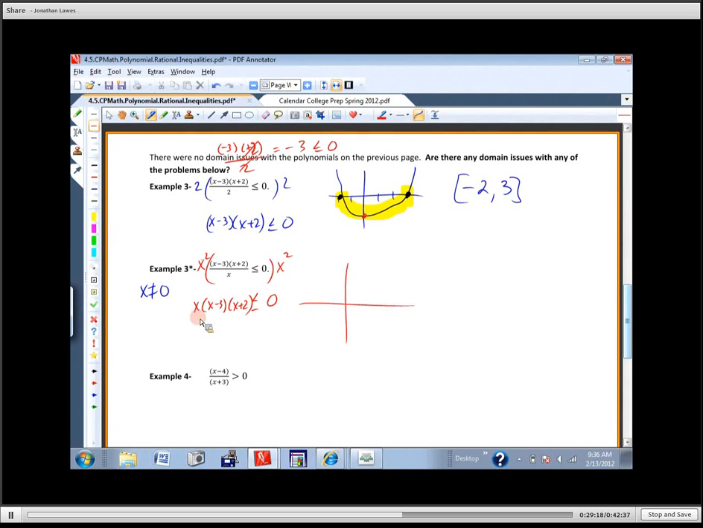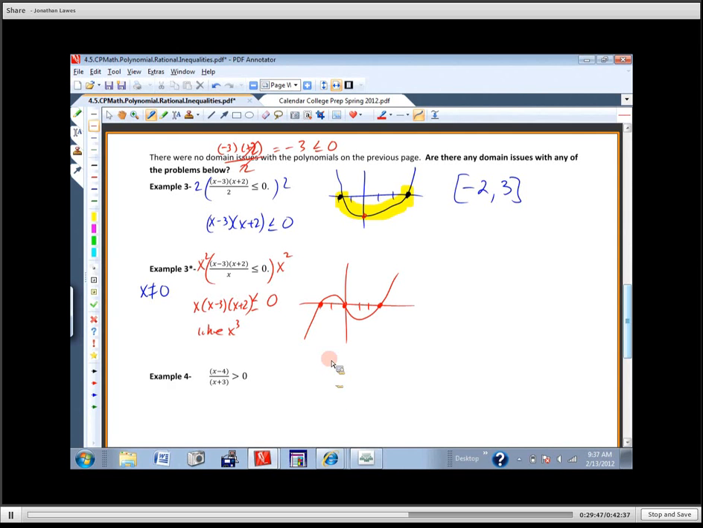X intercept, right here, 0. X intercept, positive 3. X intercept, negative 2. Looks like x to the third. See what good practice this is? Starts where? Down or up? Starts down, and what's the multiplicity of each one of these? 1. Cross, cross, cross.